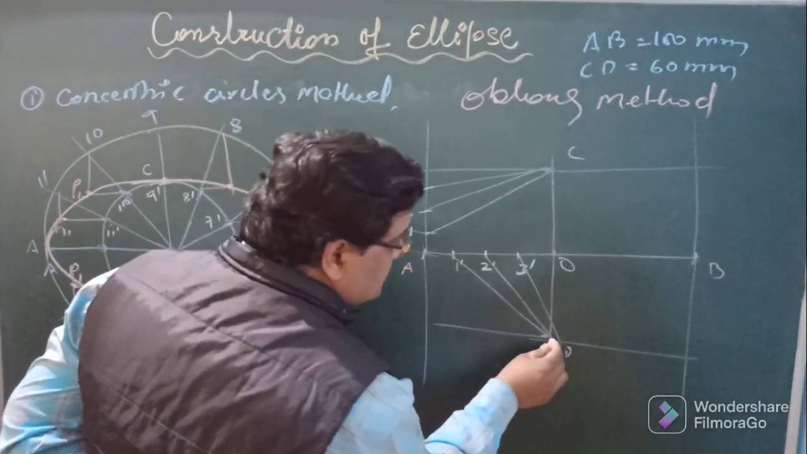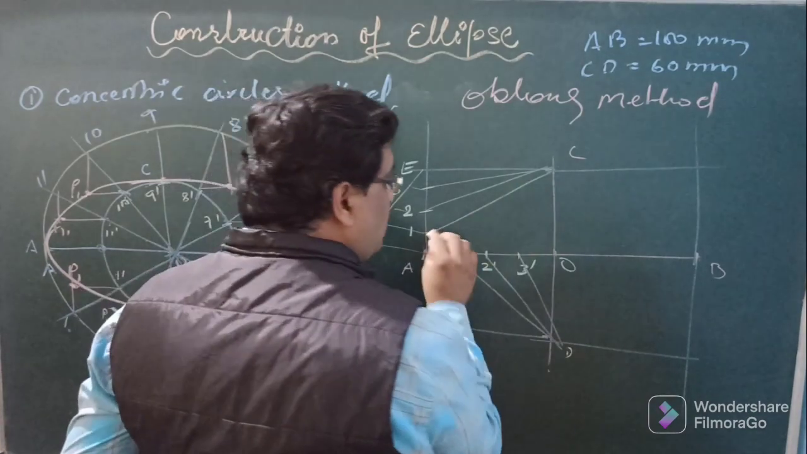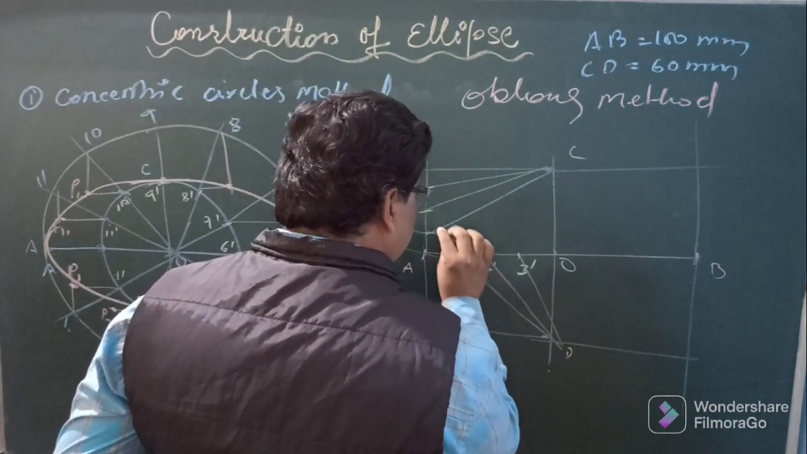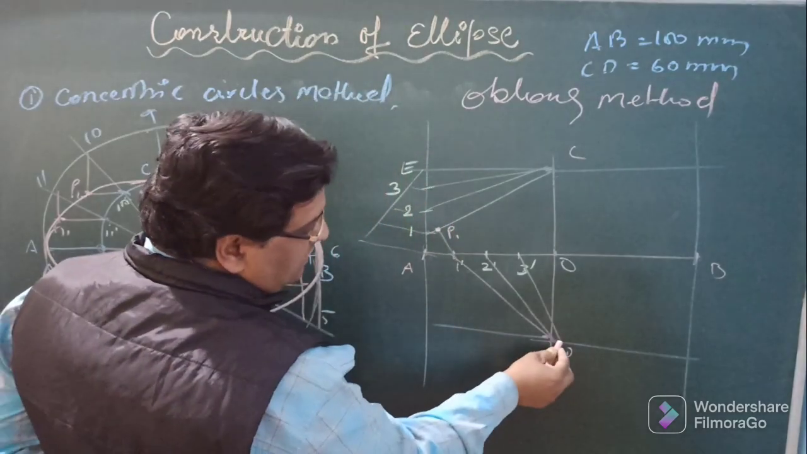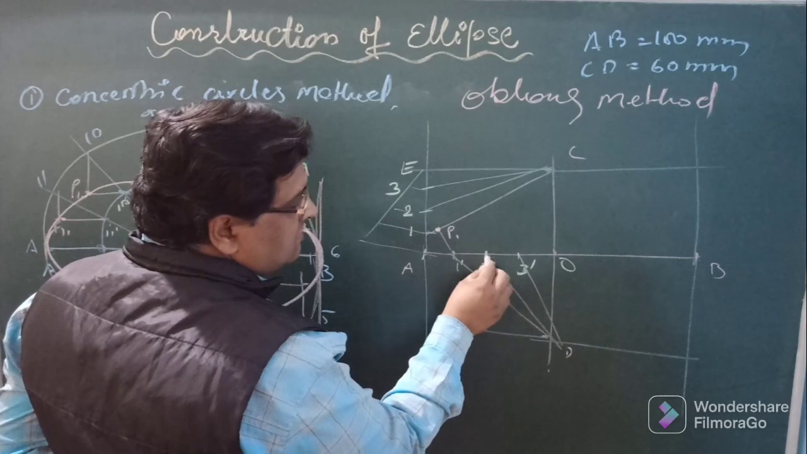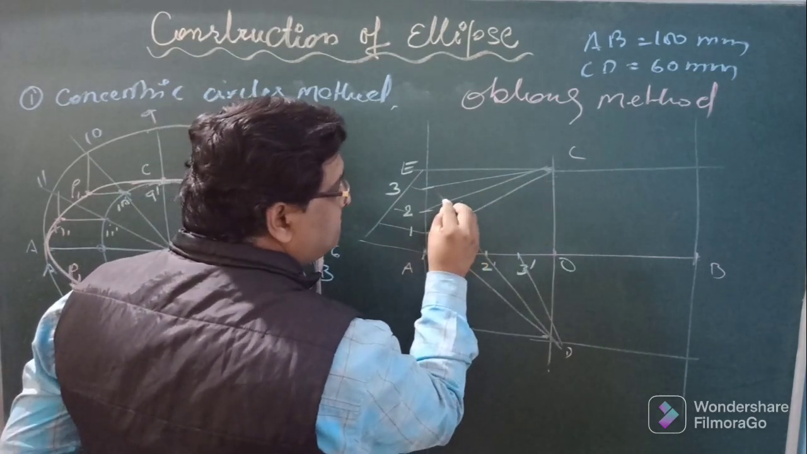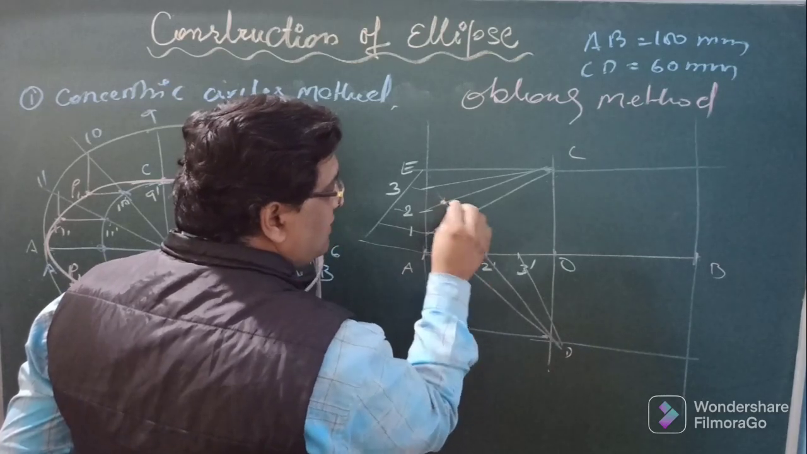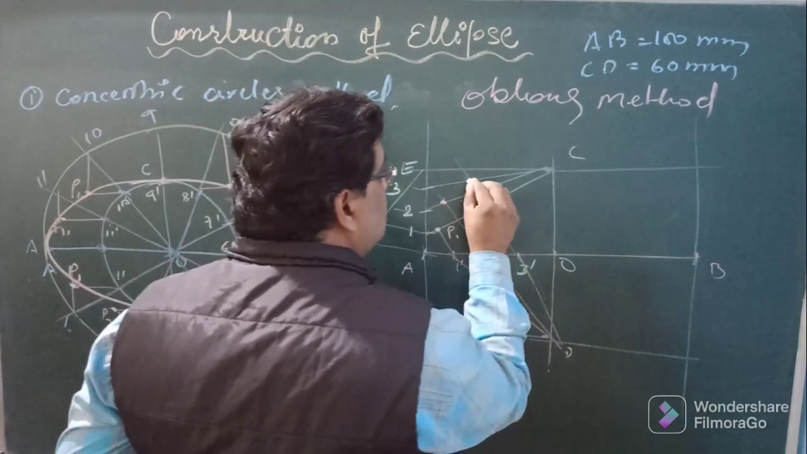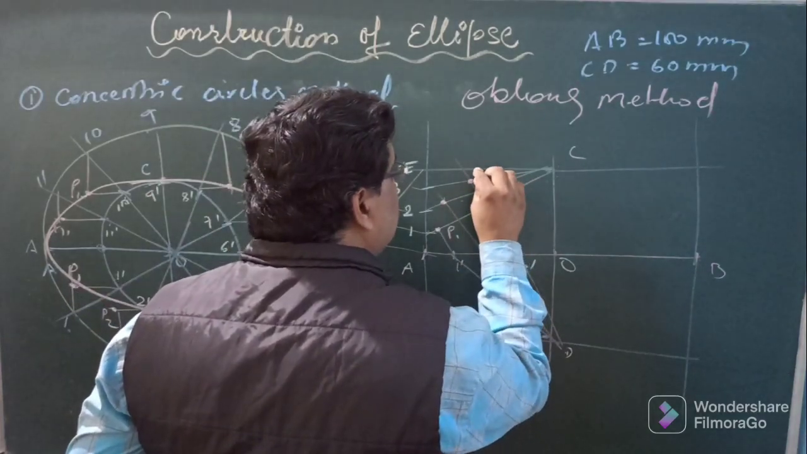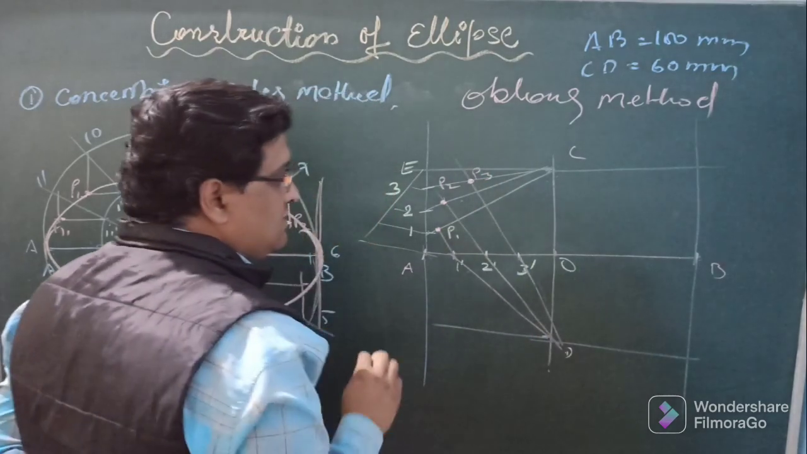How? Say this is D1 dash, so this should be extended up to the line of C1. So this point will be obtained, say this is P1. Similarly, extend this D2 dash up to the line C2. P2 will be obtained. Similarly, D3 dash will be extended up to C3. So respective point line should be cut. So this is P3. So this is P2, this is P3.